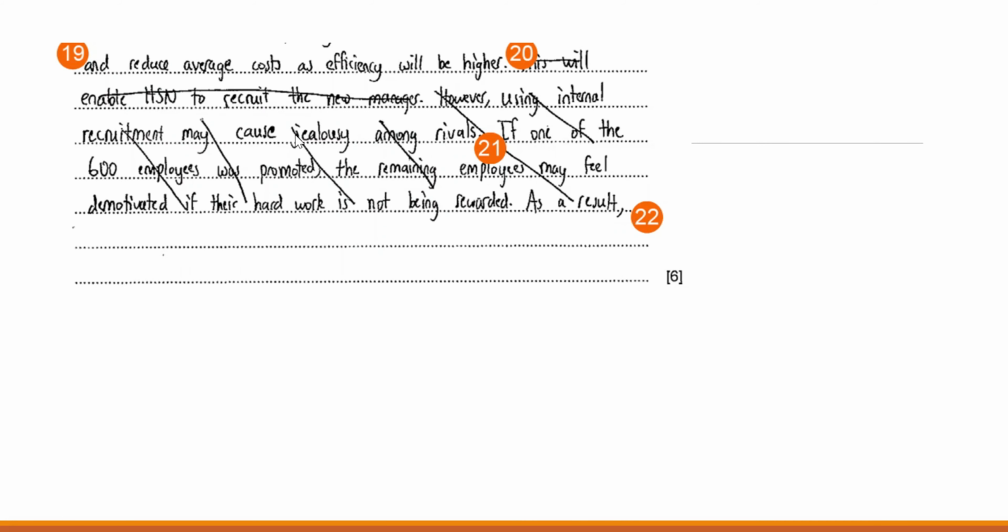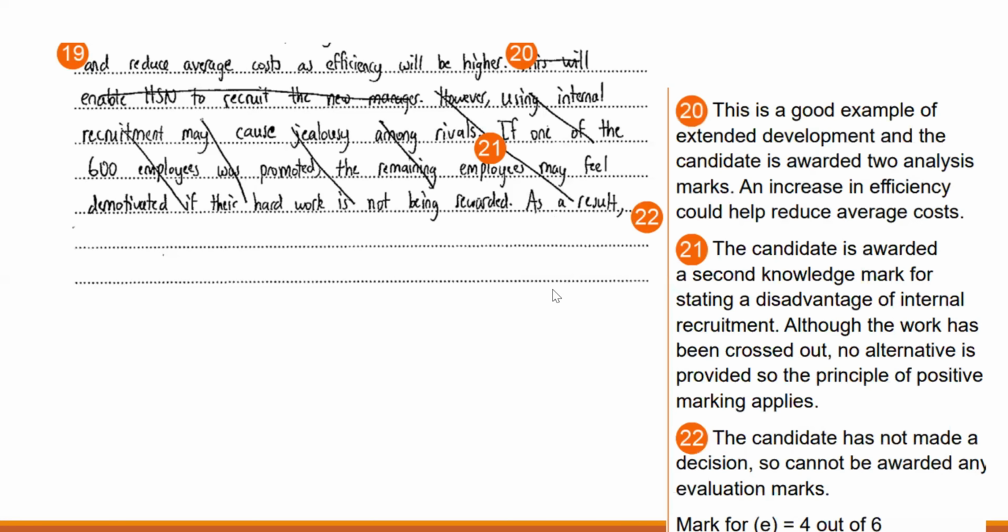However, using internal recruitment may cause jealousy. That's a disadvantage of internal recruitment. Among rivals, if one of the 600 employees, again, irrelevant application, was promoted, the remaining employees may feel demotivated if their hard work is not being rewarded. As a result, no conclusion, nothing. So what did the examiners say? Good example, extended development. The candidate is awarded 2 analysis marks here because they explained that it helps to reduce average cost.